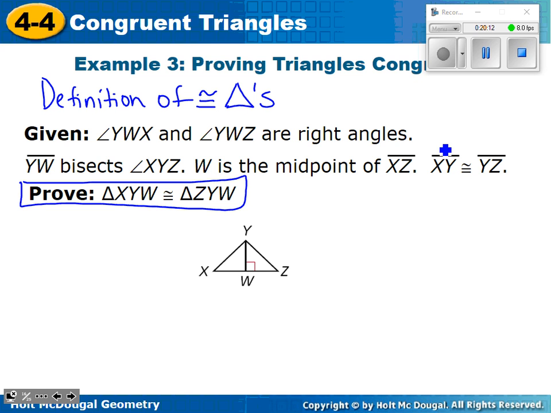Now, I will want to preface this as well. Once we start learning our shortcuts, if you have a question on the test about proving triangles congruent, you do not need to go and use definition of congruent triangles. That's way more work than needed. Use the shortcuts that we've learned, okay? So if it's any other shape, this is your only option.